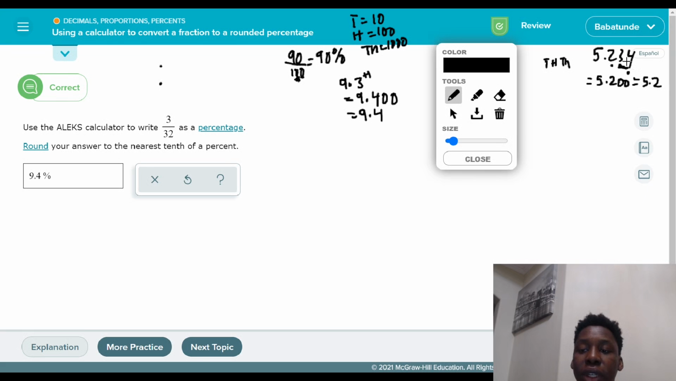But let's say, for example, it was 5.274. We know 7 is greater than 5, so we add 1 to the number that comes before it, which is 5.2 plus 1, and then set the 7 and 4 to 0, 0. So this will equal 5.3. Let's look at another example.